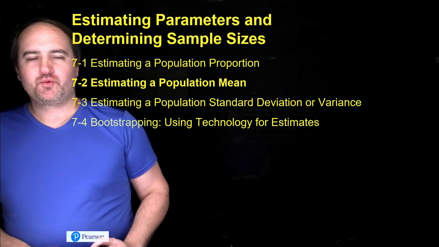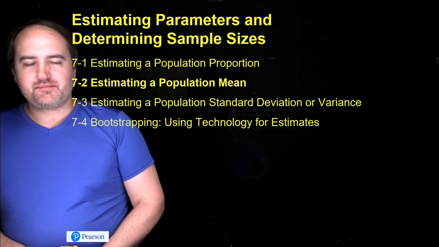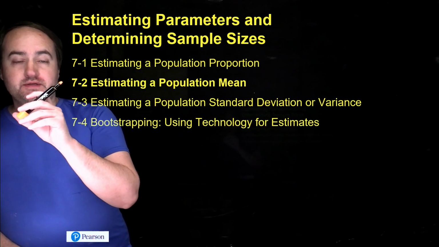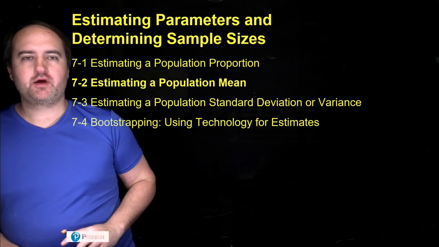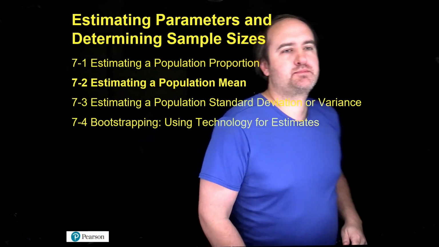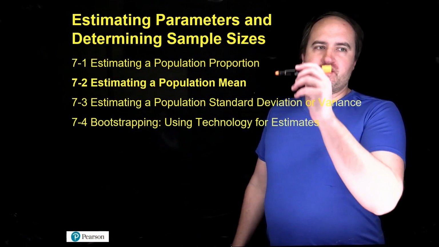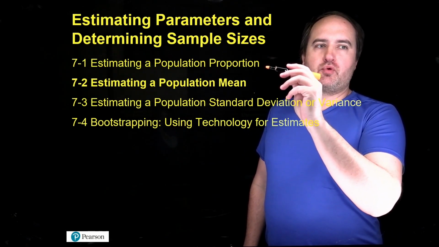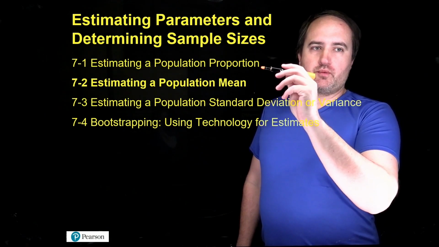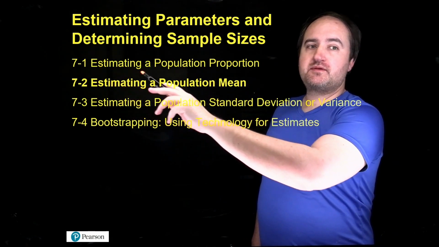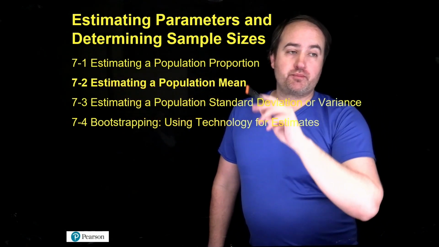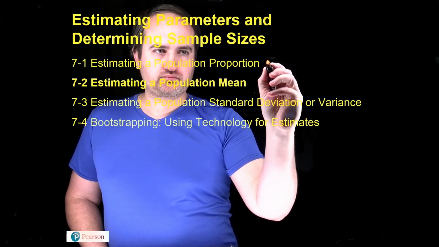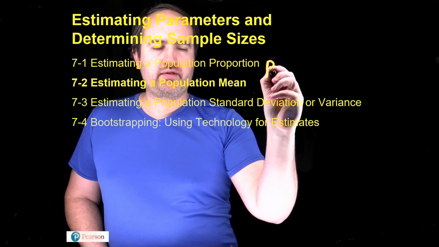Hey everybody, welcome back. In today's video, we are going to learn about section 7.2 of our elementary statistics textbook. Make sure you've already watched my other video on section 7.1. So in 7.1, we were estimating a population proportion. Remember, a population proportion is represented by the letter P.